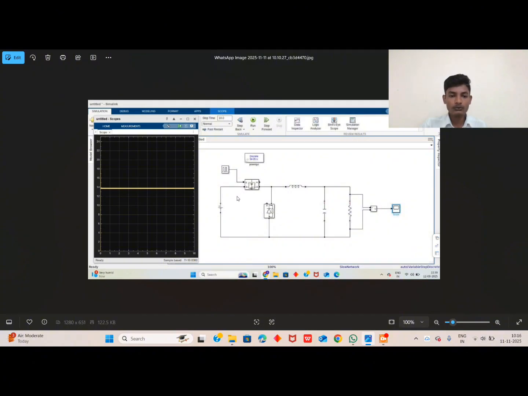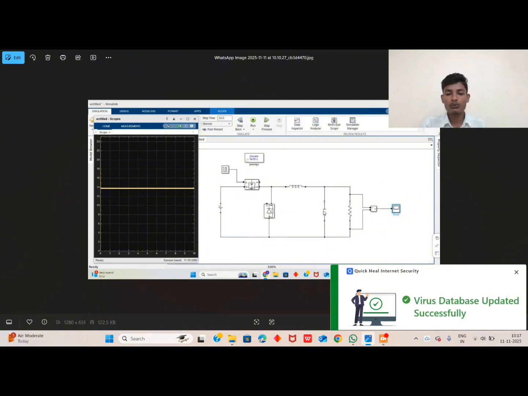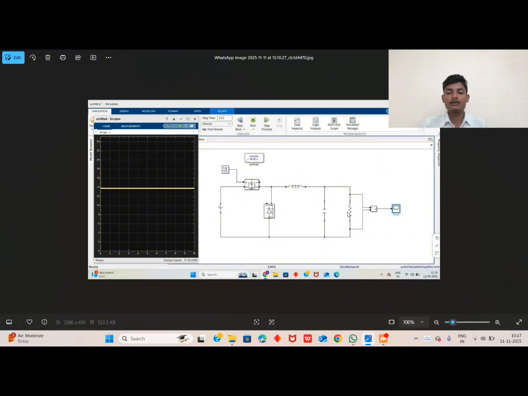The DC source positive is connected to the MOSFET terminal. The MOSFET terminal is connected to the diode terminal. The diode is connected in parallel, and here is the inductor to delay the current, and here is the capacitor to improve the efficiency, and here is the connected resistive load. Here a voltmeter is connected across the resistive load so we can observe the waveform.